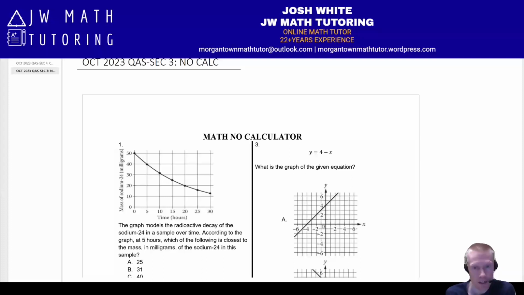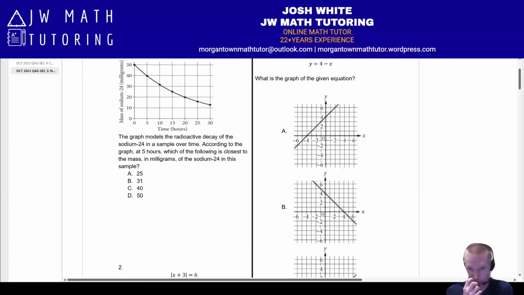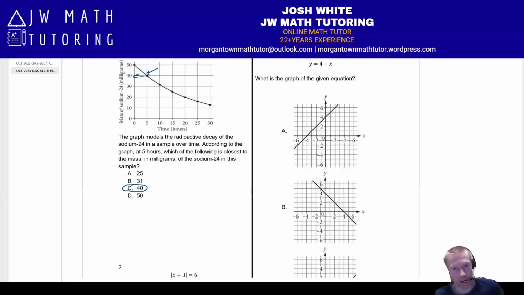All right, so that being said, problem number 1, here we have a graph. It's actually an exponential function. And we're asked to find what the mass of this sample of sodium 24 is at 5 hours. So we're just going to the graph, going to 5 hours, going to find what its y value is on the graph, which is going to be 40. So correct answer is just letter C, 40, and that's it. We're just reading this graph, not doing anything else.